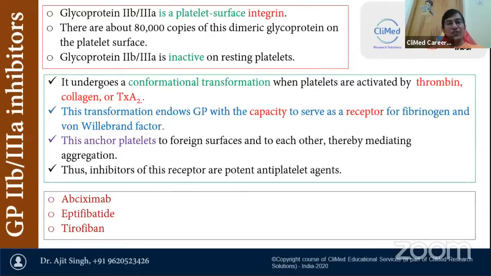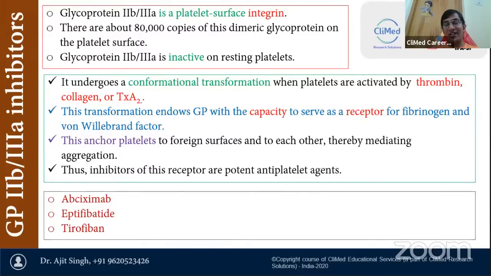Now let's come to GP2B3A inhibitors. GP2B3A are platelet surface integrins. There are about 80,000 copies of these glycoproteins on the platelet surface. You'll be surprised, 80,000 copies of this glycoprotein on the platelet surface, guys. Glycoprotein 2B3A receptors are always inactive and rest in the resting phase on the platelet surface, right? So these also need to get activated.